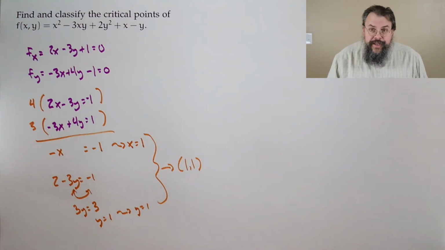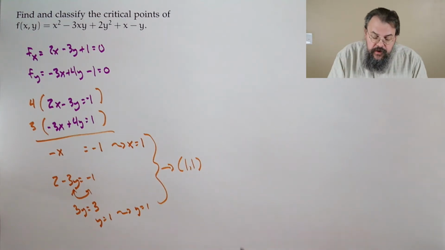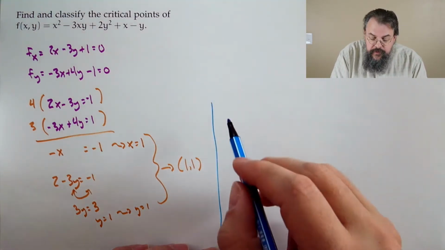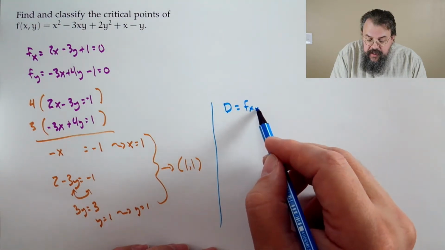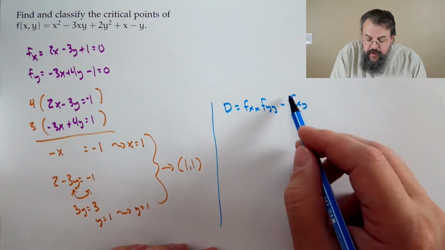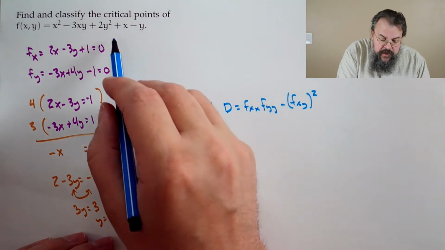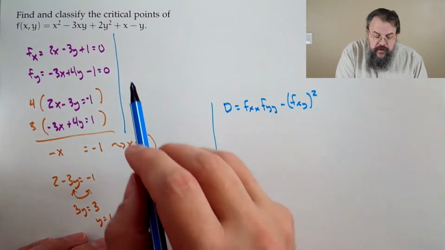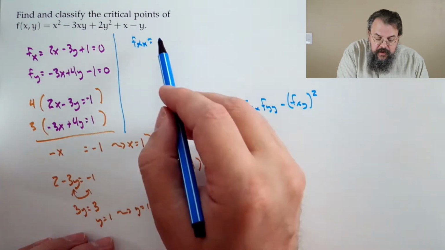All right. So back in. Now, the next step is to do our classification. So we're going to look at this quantity D, which is fxx times fyy minus fxy quantity squared. Well, all right, so let's take a look at these derivatives. All right, so we have fxx, that's easy, 2.